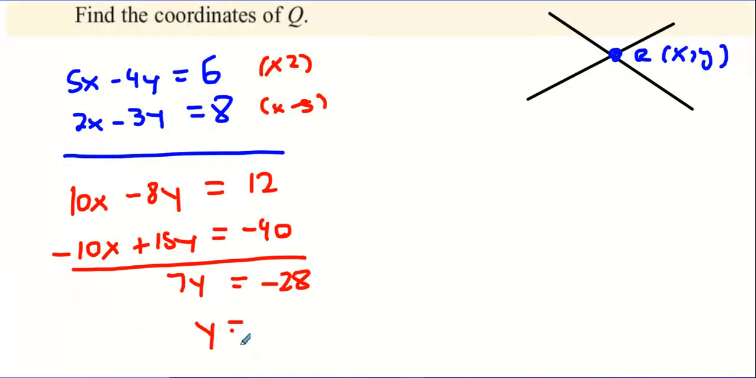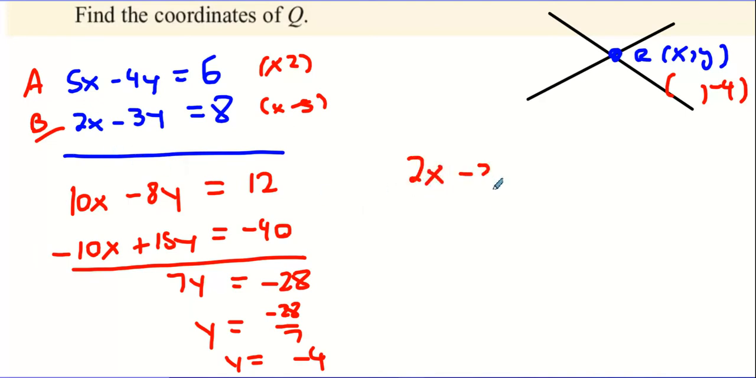7 into minus 28 goes minus 4 times. So now we know straight away that the y value is minus 4. So you need to use equation A or equation B. I use equation B this time.